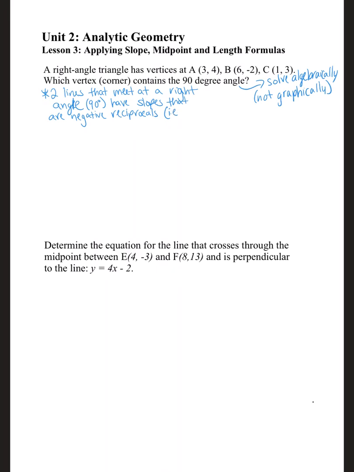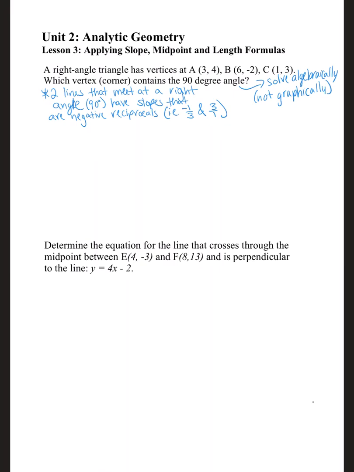So, for example, one line could have a slope of -1/3, and then a line that meets at a right or a 90-degree angle to that line could have a slope of +3/1, okay? So if one line has a slope of -1/3, the line that is perpendicular to that line is going to have a slope that's flipped and with a different sign, so 3/1.